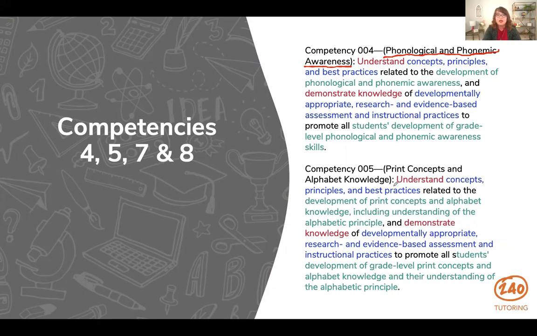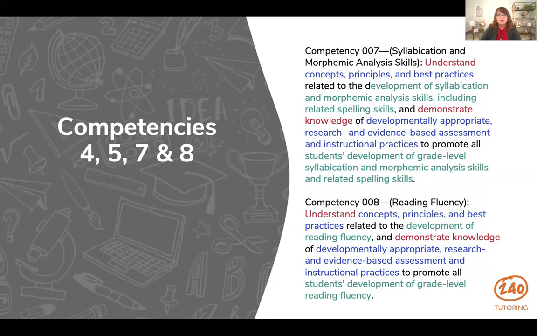Then we're looking at understanding and demonstrating knowledge of print concepts and alphabet knowledge. And that's competencies 4 and 5. Then if we jump to 7, same verbs, understand and demonstrate knowledge of syllabication and morphemic analysis skills. And then down here at the bottom, understanding and demonstrating knowledge of fluency. And what does that mean?